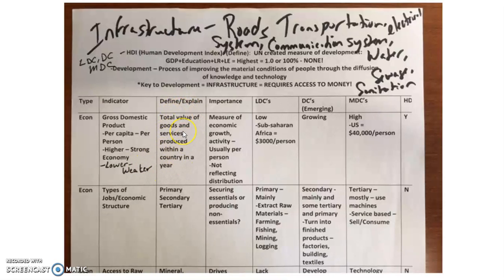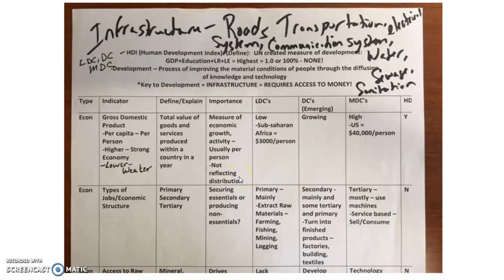GDP is the total value of goods and services produced within a country in a year. So it's all the money that is made, the value of everything generated. We're talking about everything from the services to the goods produced to everything sold. And this is a measure of economic growth and economic activity. This is usually measured per person, but it does not reflect distribution.